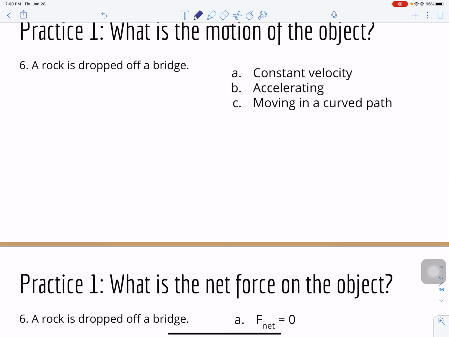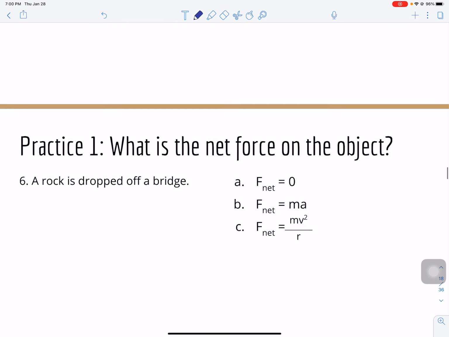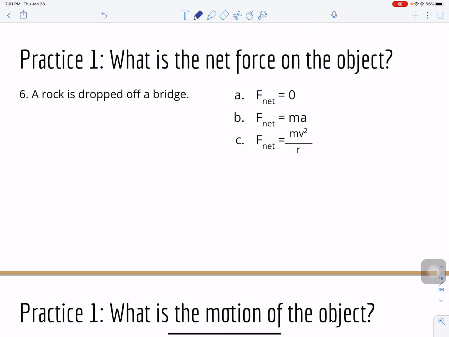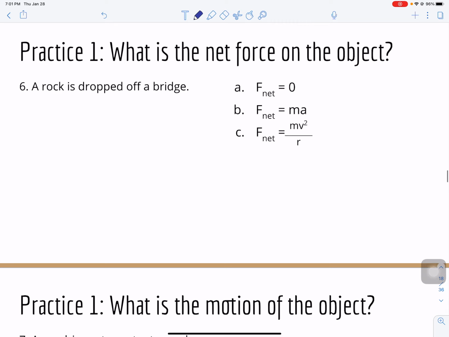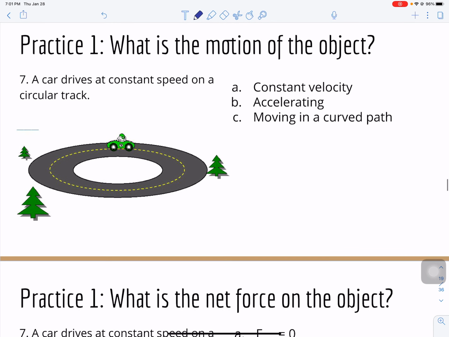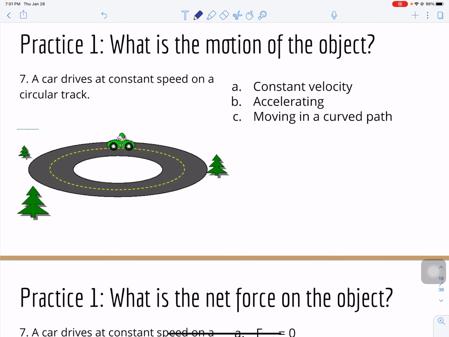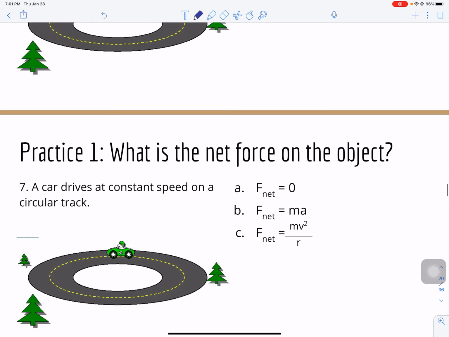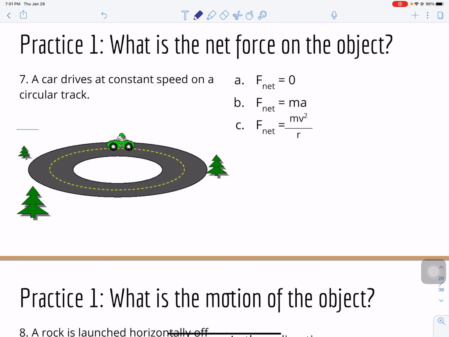Okay, now we have a rock is dropped off a bridge. What is the motion of the object? All right, given that motion, what is the net force on the object? Car drives at a constant speed on a circular track. What is the motion of the object? So car drives at a constant speed on a circular track. What is the net force on the object?